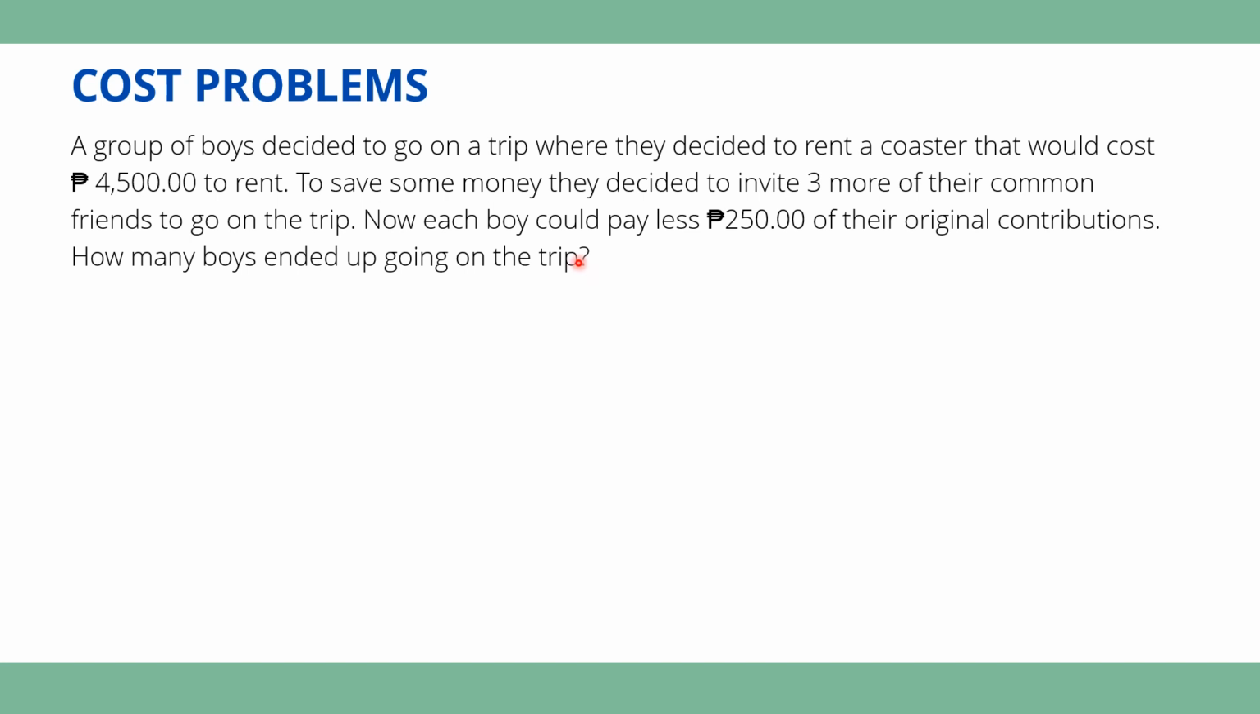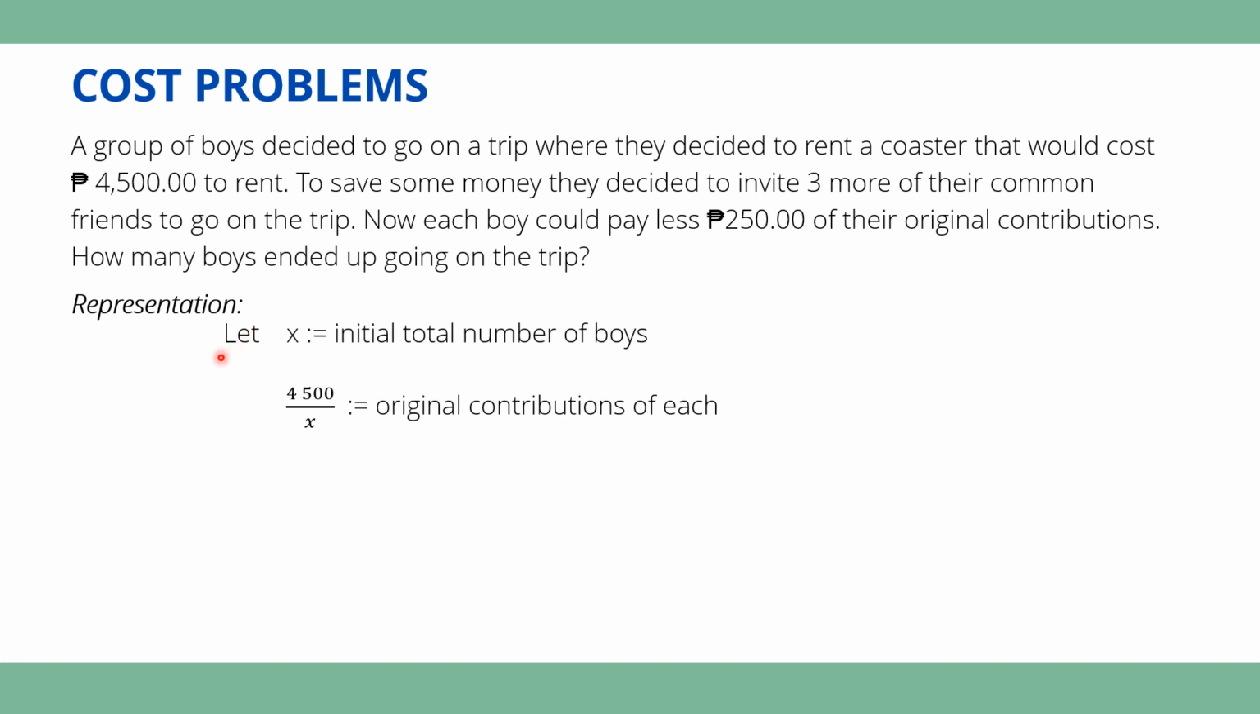So for this problem, first thing, again, let's first represent our unknown quantities. And from our first statement pa lang, our unknown quantity is the number of boys. So, hindi natin alam kung ilan itong group of boys na nag-decide na mag-outing. Ang alam lang natin is that they will have to pay 4,500 for the rent of their coaster. So, it means that we have to represent first the total number of boys.